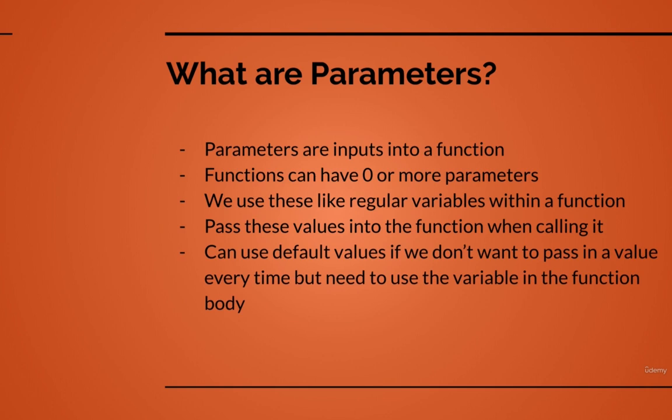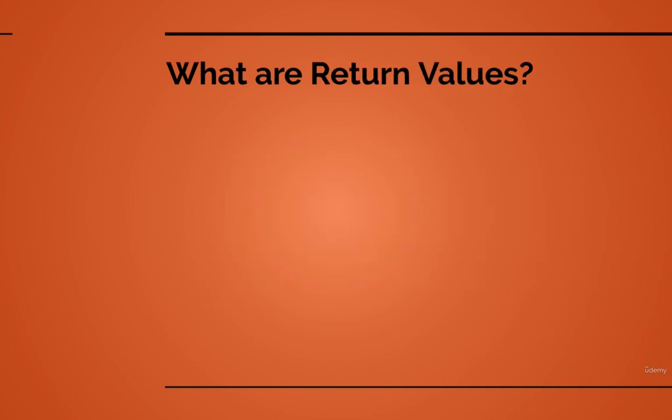Now, when we are using these default values for these parameters, we can pass in alternative values, or we can just stick with the default value. That way we don't have to pass in a specific value when calling upon the function. What about return values? Return values are essentially just outputs from a function.